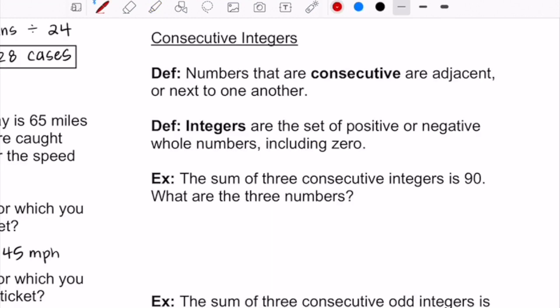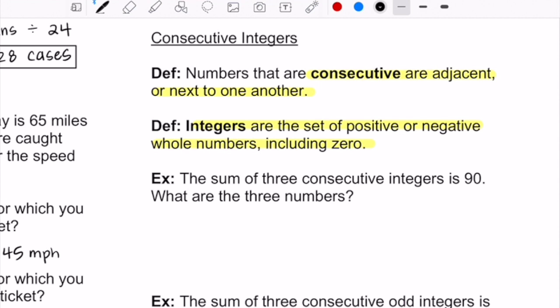Numbers that are consecutive are numbers that are adjacent to one another or next to one another. And then the second part of the definition that's given says that the definition of the word integers are the set of positive or negative whole numbers, including zero. So no fractions, no decimals. They're whole numbers, but they can be positive or negative.